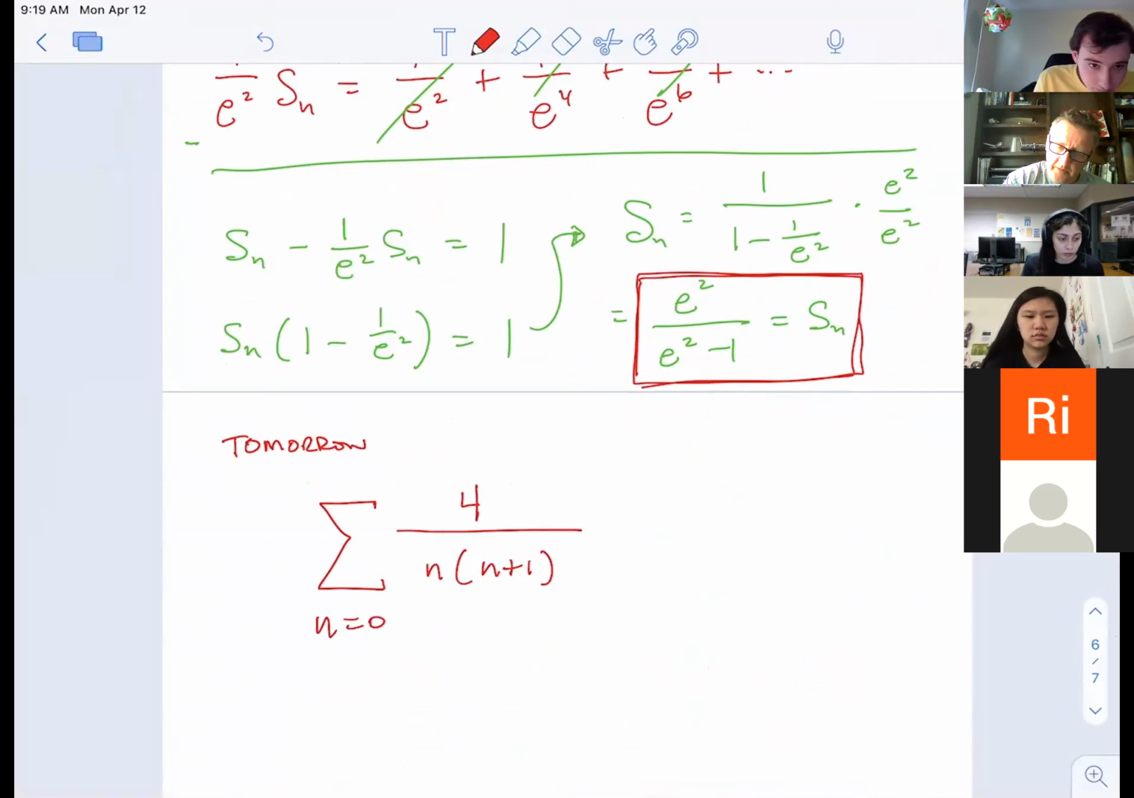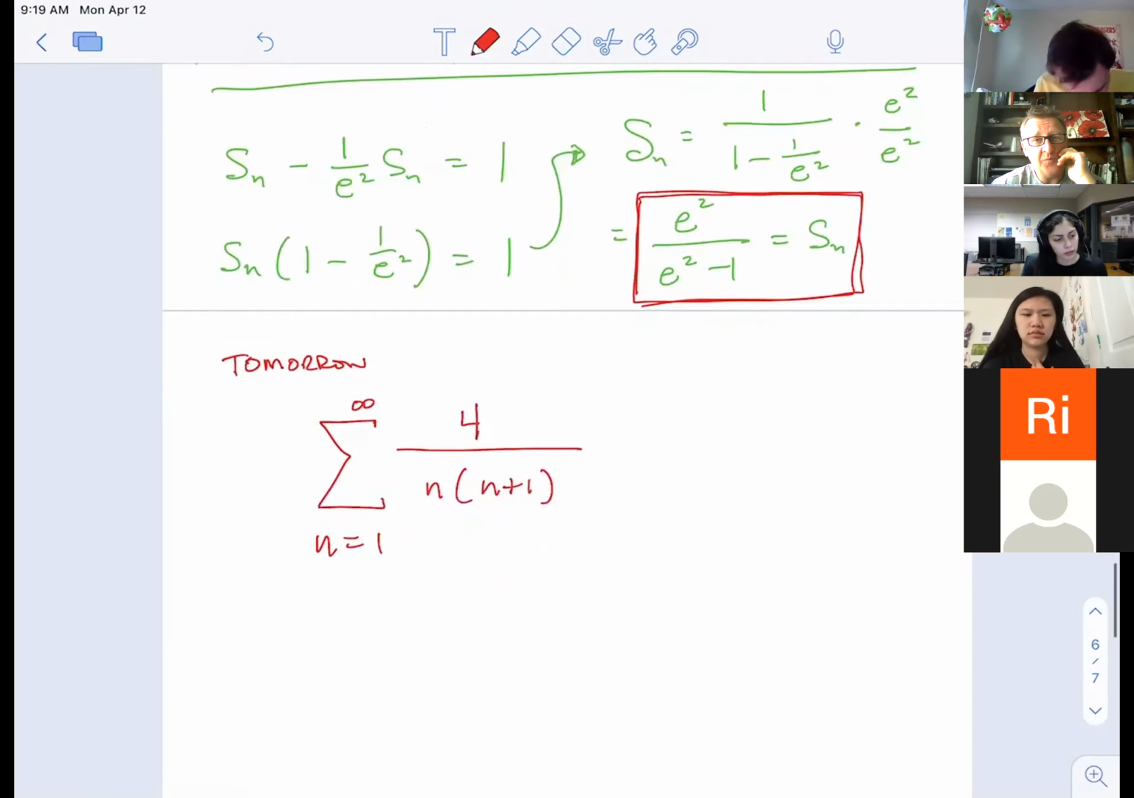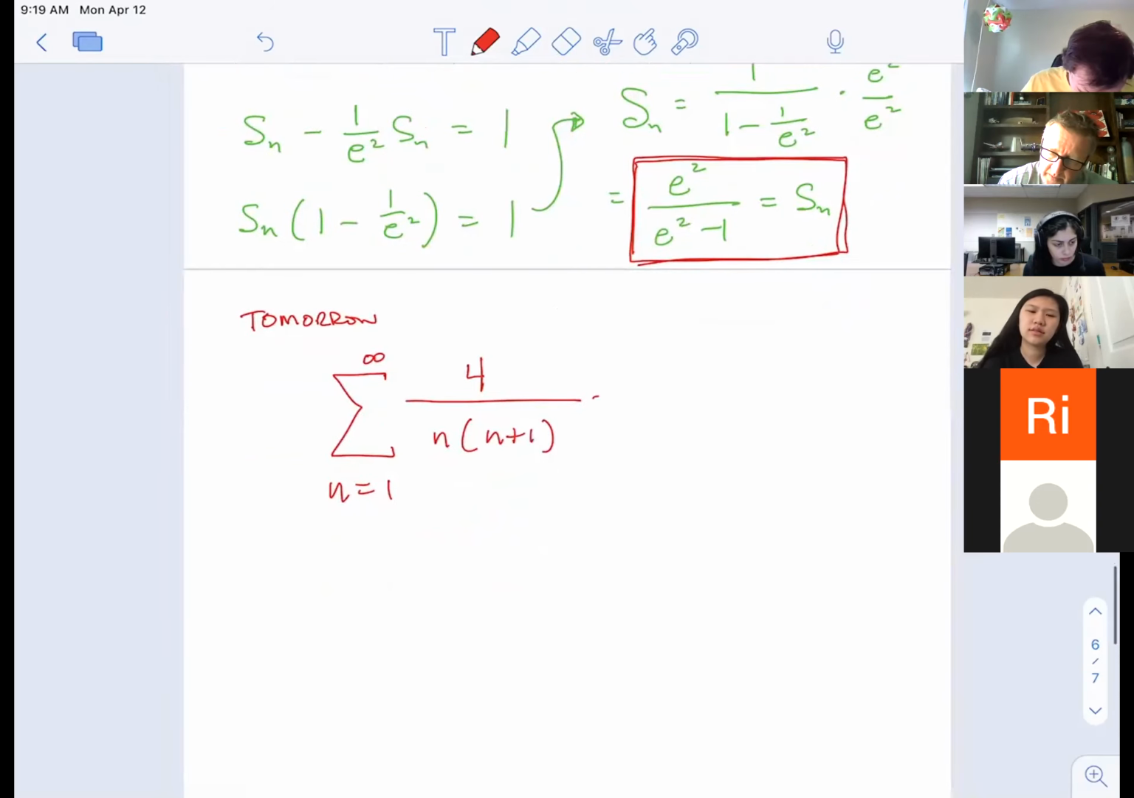Let's see. No, we don't want to start at 0 because that would mean it would have 0 on the bottom. We want to start at 1. Does this add up to something? Now it's getting nasty. First of all, let's just play with it for a second. Let's see, what would it be? Well, if I put 1 in, it'd be 4 over 1 times 2.